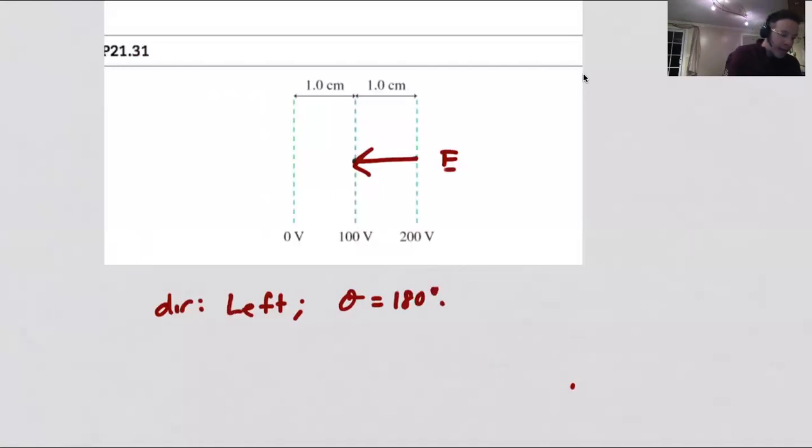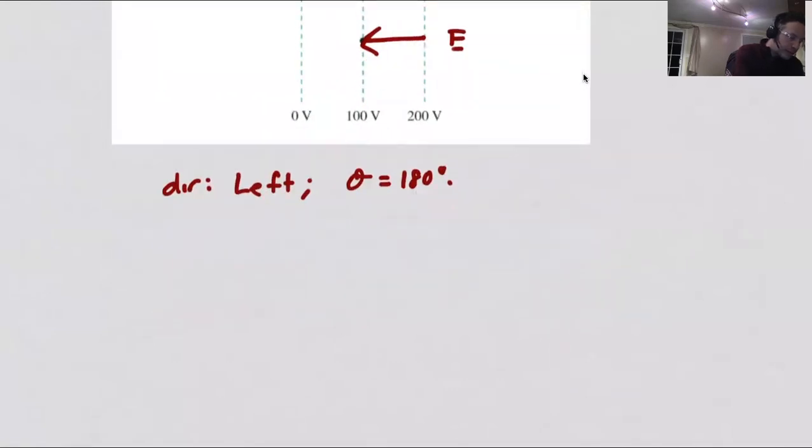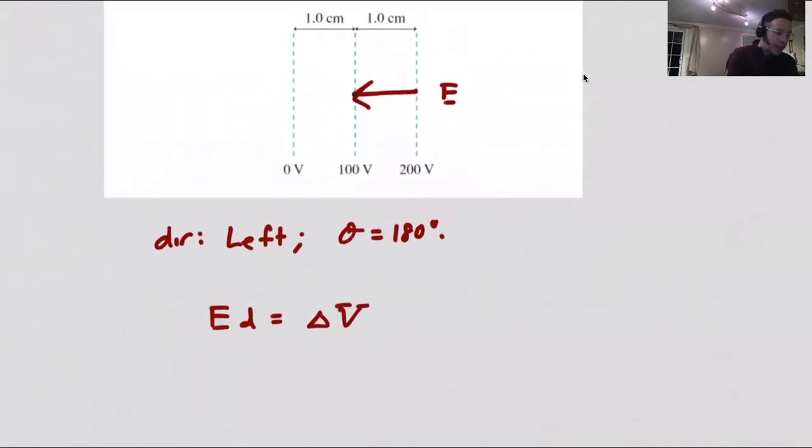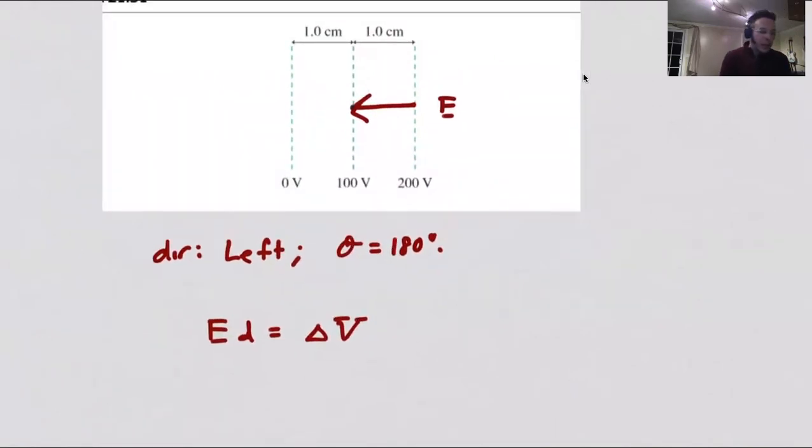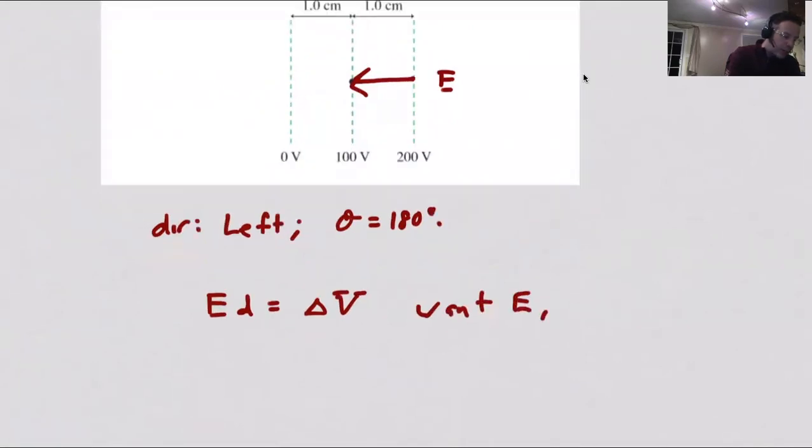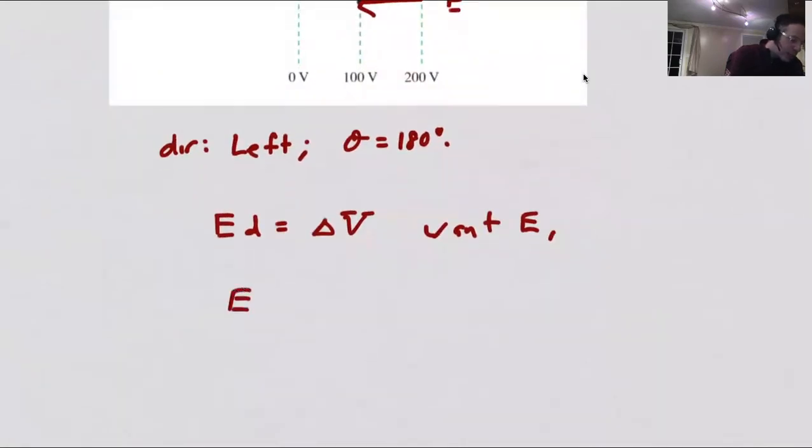How do we get the magnitude? Well, remember that we already said that E times D, some distance D, is equal to the change in potential, okay? Here, if we want the electric field, we can solve this for the electric field, and we see that the electric field is going to be the change in potential divided by the distance at which that change occurs.